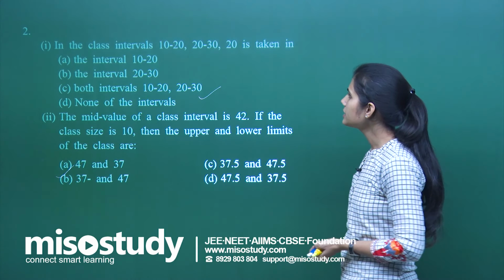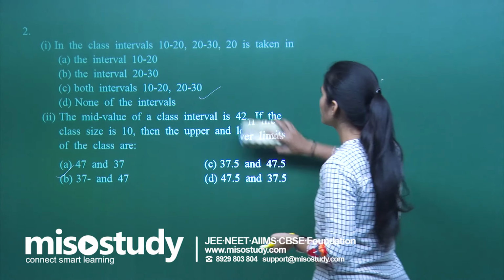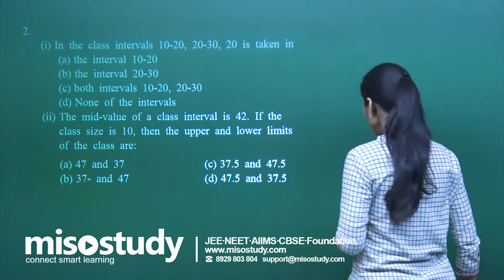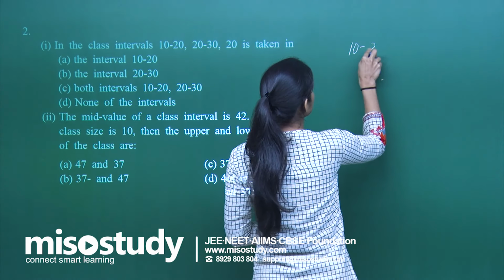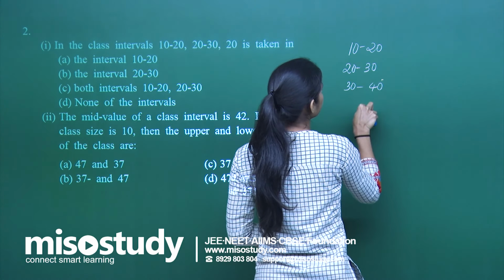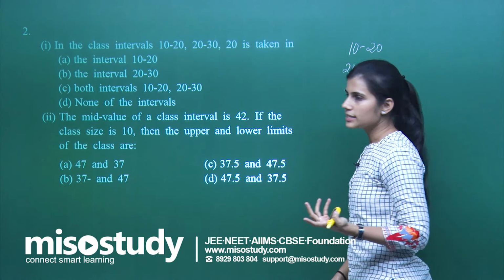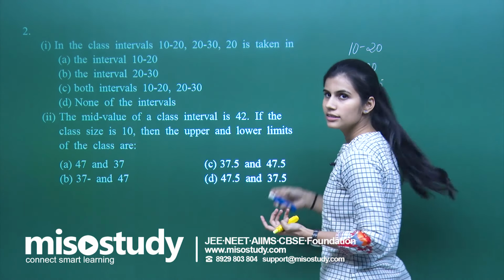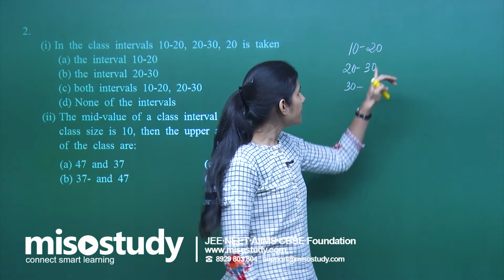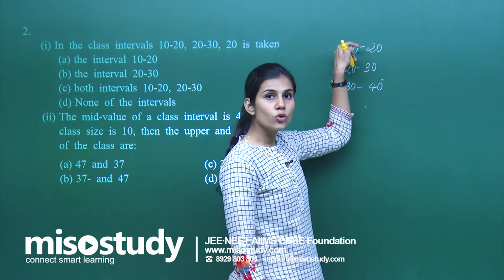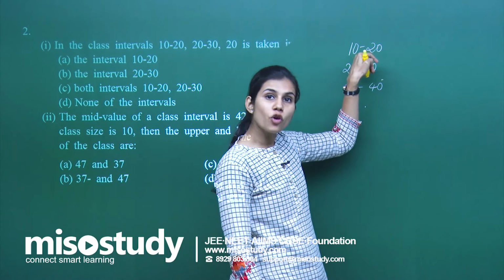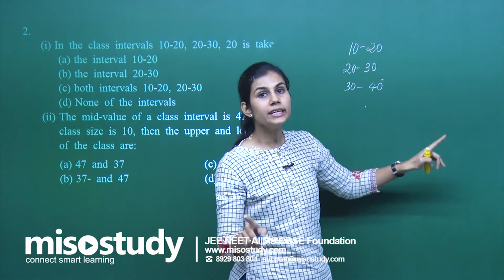Let's talk about the next question. It says that in the class intervals 10 to 20, 20 to 30 and so on, so it is just giving you a format of the class intervals taken. The class intervals are like this: 10 to 20, 20 to 30, 30 to 40 and so on. It is asking, 20 is taken in which class interval? Now you know that this is the exclusive case of writing class intervals, right? In which case what happens? The upper limit is not included in the class interval, but the lower limit is certainly included in the class interval. So in the class interval 10 to 20, values from 10 to 19 are there, 20 is not there.